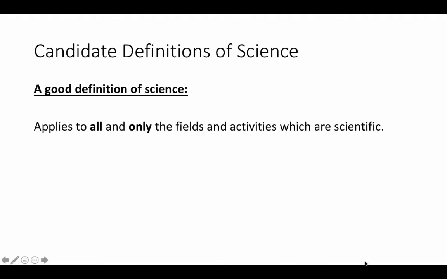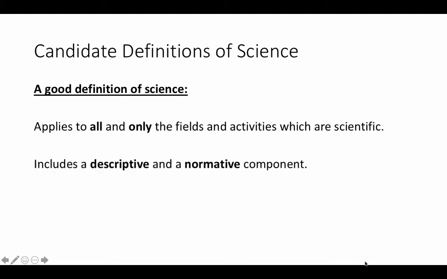Recall, a good definition of science applies to all and only the fields and activities which are scientific, as we discussed in the last lecture. And a good definition of science includes both a descriptive and a normative component. So in part 2, we're going to look at various candidate definitions of science, which have been proposed by philosophers, which have been considered in court cases throughout history, including recent history, and assess whether or not these apply to all and only scientific fields and activities, and if they have that descriptive and normative component.